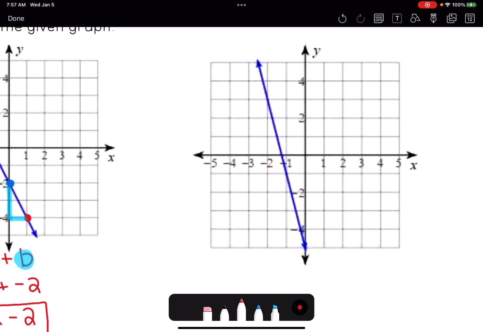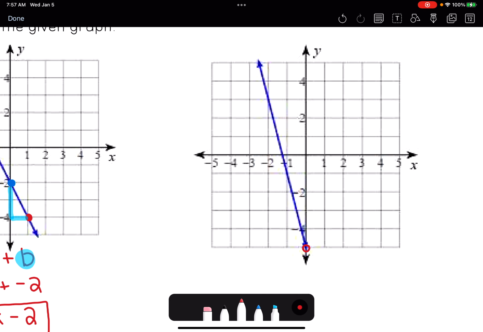So find your y-intercept, which is down here at negative 5. So b is negative 5. And now we're going to find our slope. So let's find another point that works. Right here. So our rise, we go up 4, 1 to the left. Remember, to the left is going to be negative. So our slope is 4 over negative 1, which we can say is negative 4.